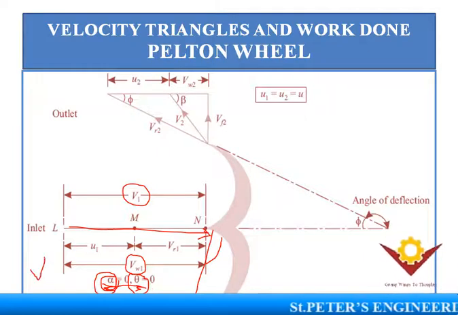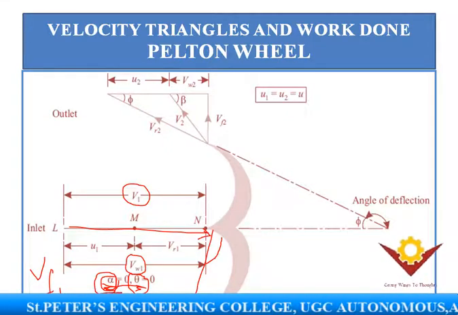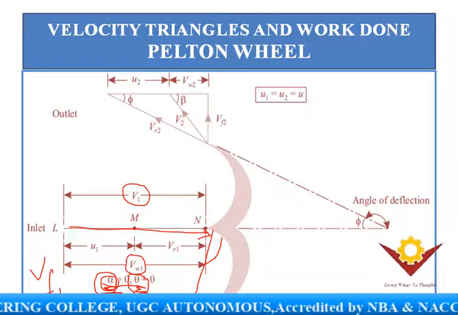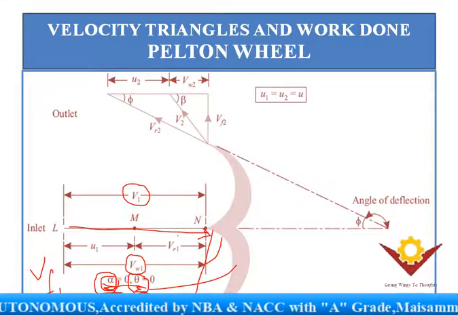And for the Pelton wheel, Vf1, which is the flow velocity, and the jet angle and blade angle are 0. We don't have any flow velocities here, right?